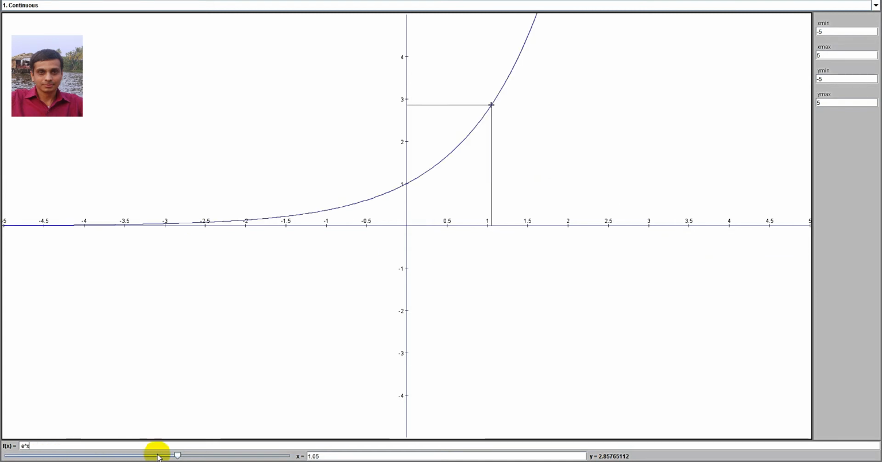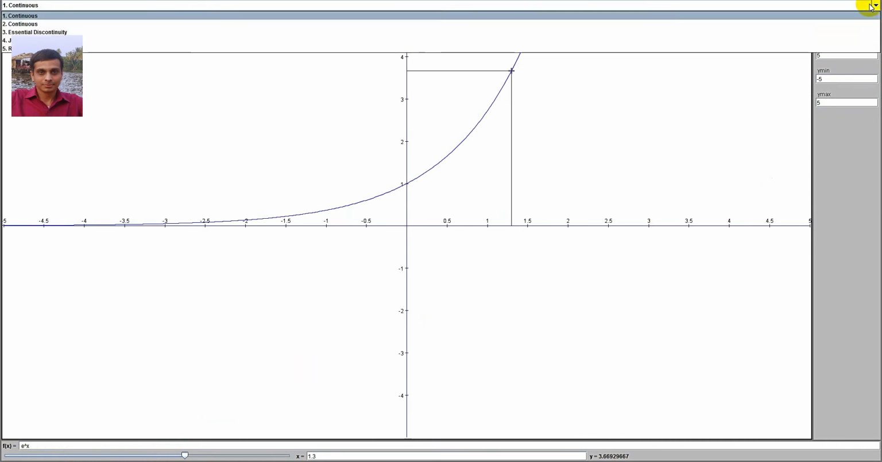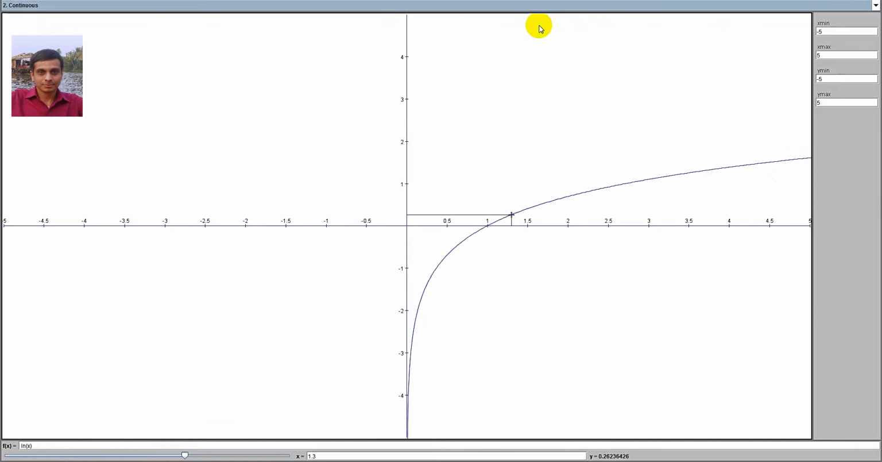Here I have plotted the graph of the exponential function e raised to x. Its graph is without breaks or jumps and it is continuous. Another example of a continuous function is log x. Again, its graph is continuous, smooth, without breaks and jumps, hence it is continuous.